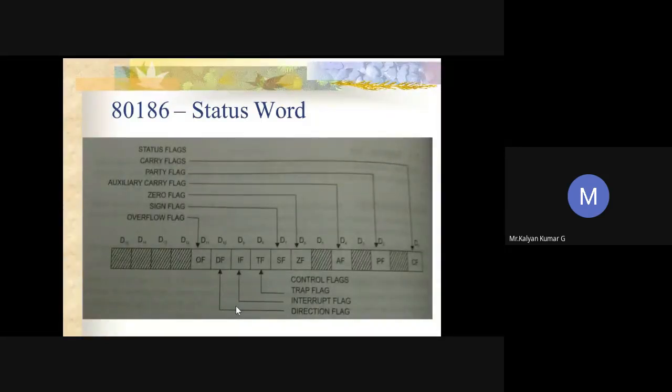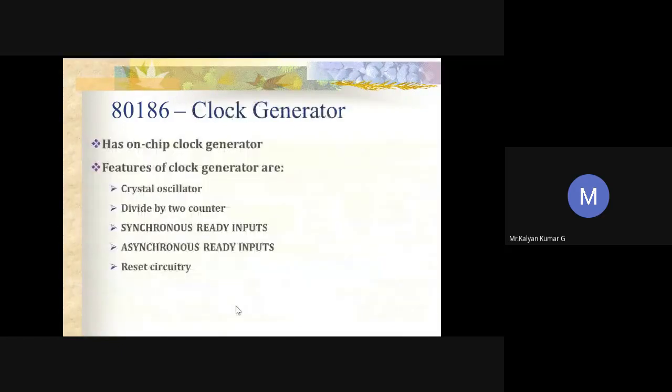I hope you remember the direction flag. It is mainly used for string operations. When the direction flag is set, it causes the string instructions to auto decrement the appropriate index registers which you use. When you clear the direction flag, or it is reset, it causes auto increment. So simply, to remember: when DF is equal to 1, the index register automatically decrements. If DF is equal to 0, the index register will automatically increment. So this is the function of your flags.